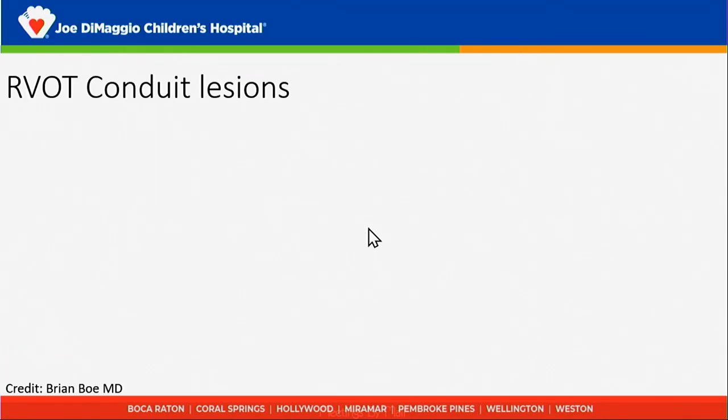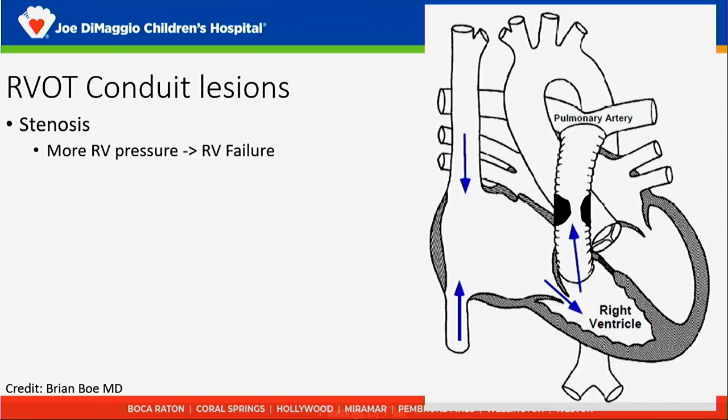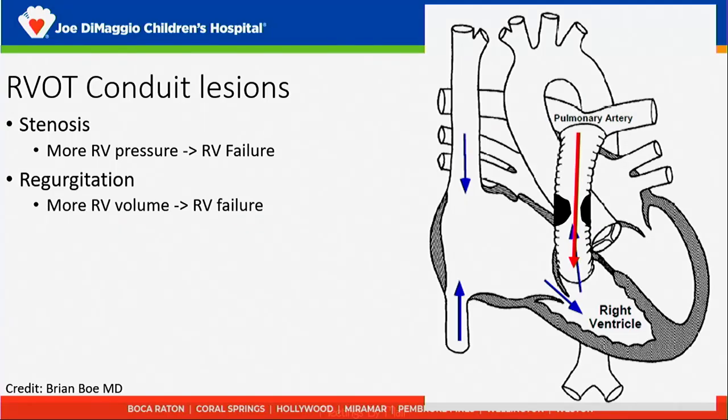Now, conduits are usually from human cadavers, and they're good, but the problem is over time they can calcify and become stenotic, and as a result you get more RV pressure, which can result in RV failure. And the valves don't last forever, so then they'll also leak, and you'll have more RV volume and more RV failure as a result. And you could also get a mixed version of this.